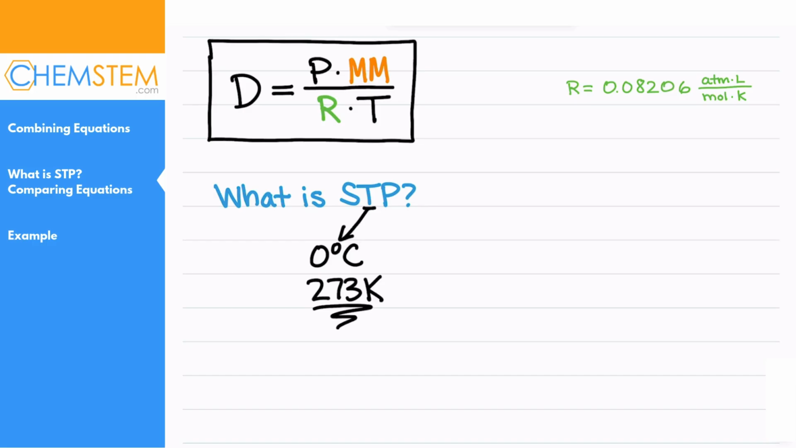Keep that in mind because we're going to plug that into the density equation for a gas to see where that 22.4 comes from. And then regarding pressure, standard pressure is simply 1 atmosphere. So we have two things to substitute in our equation. We have temperature, which we're going to replace T with 273 Kelvin because that is considered standard temperature. And we are also going to need to replace the P with just 1, which is standard pressure.